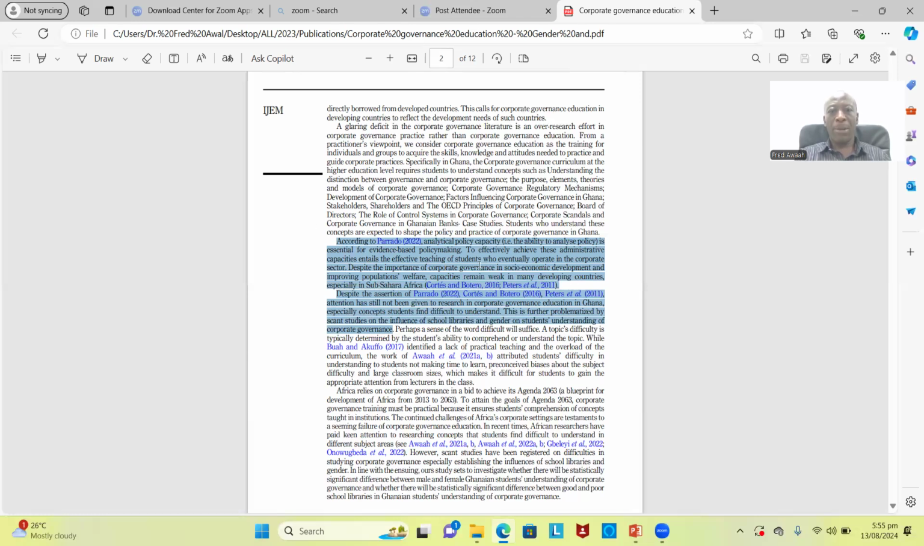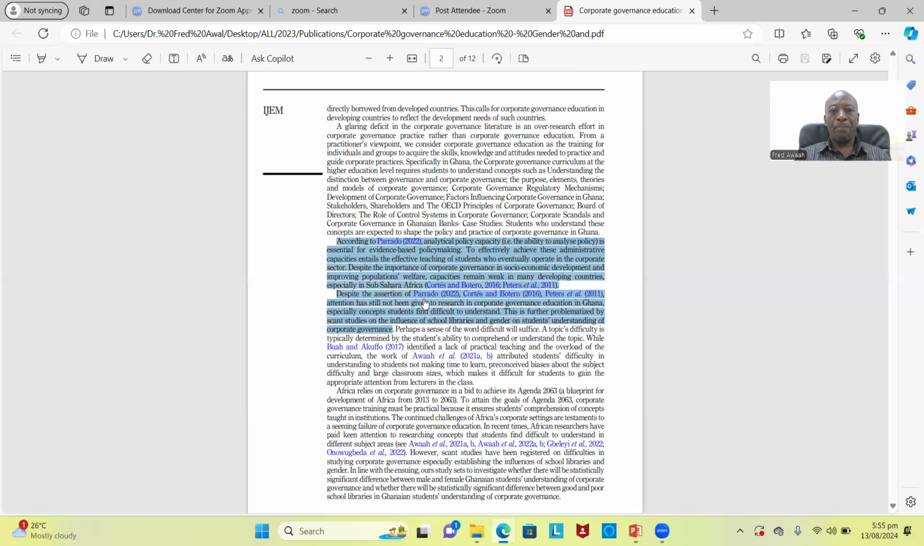These are all build-ups to the problem. Despite the importance of corporate governance in socio-economic development and improving populations' welfare, capacity remains weak in many developing countries, especially in sub-Saharan Africa. Remember, we said the argument should be based on the existing literature, and this is from Caldsen Botero 2016. We also reviewed the work of Peters et al. 2011. So we introduced the problem here, but we are now getting deep into the exact problem that we intend to solve based on this introduction.